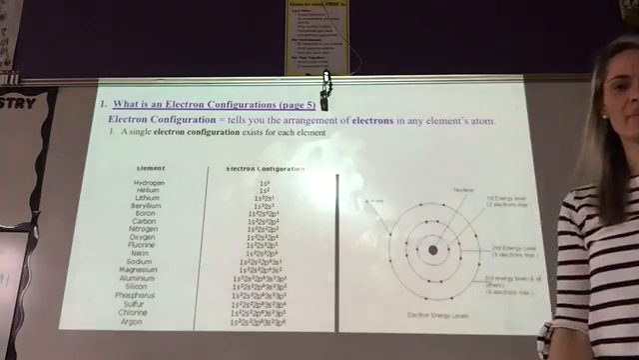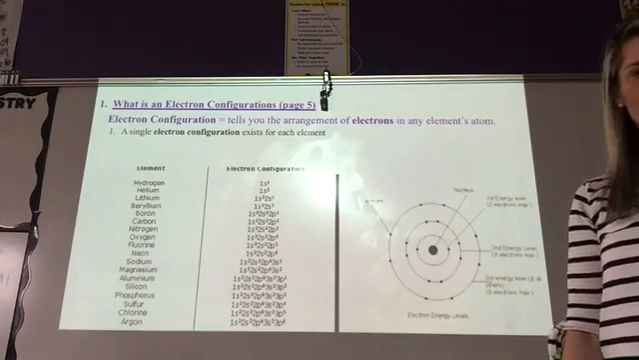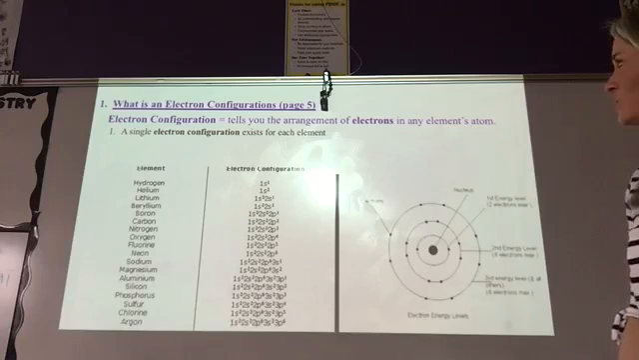Today we're going to be talking about electron configurations. So if you could make sure that you're on page 5 with us, that would be great. So first thing that you have to write down for number 1, what is an electron configuration?